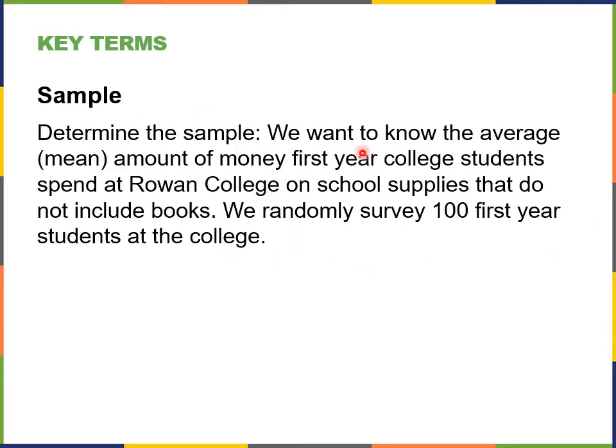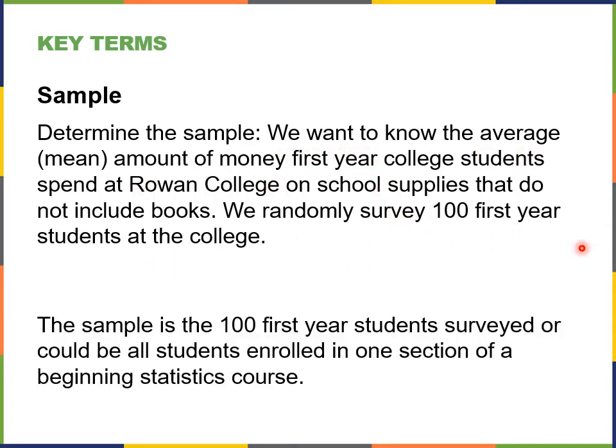question, if I determine the sample here, I look at the 100 students I surveyed, those 100 students are my sample. Okay, those 100 first-year students are my sample. And what I want to do is use the information I get from those 100 students to then say something about the population, which is all the first-year students at Rowan College. And so this idea of playing between a sample and a population is extremely important.